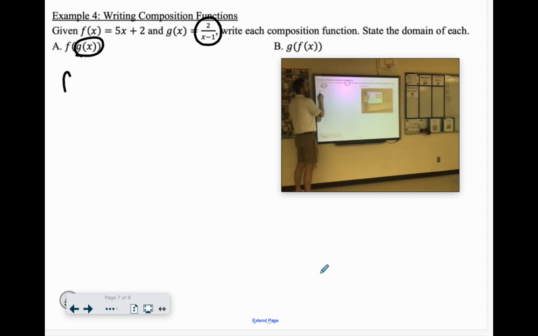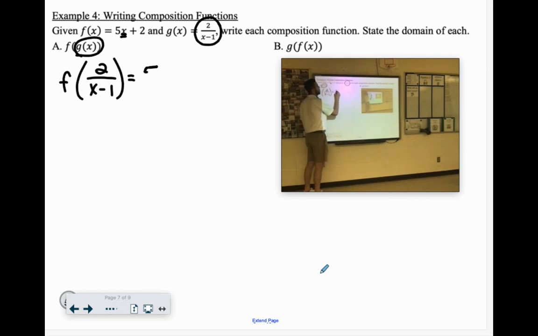So we're going to say f of, and then g of x's equation is 2 over x minus 1. Now remember what this means. This means anytime in f's equation I see an x, I have to put 2 over x minus 1. We're substituting that in. So we're going to have 5 times 2 over x minus 1 plus 2. Now, if you're multiplying a whole number by a fraction, remember it just goes in the numerator. So 5 times 2 is 10 over x minus 1 plus 2.